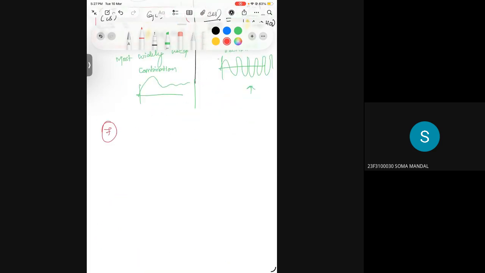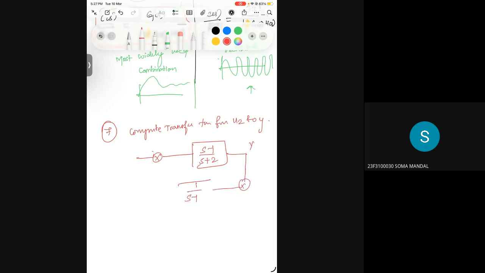So for the seventh question, compute the transfer function from U2 to Y. They have asked for the same system. What is the same system here? S minus 1 by S plus 2, Y, 1 by s minus 1, plus minus plus, right. This is minus, this is plus, and it is u2.